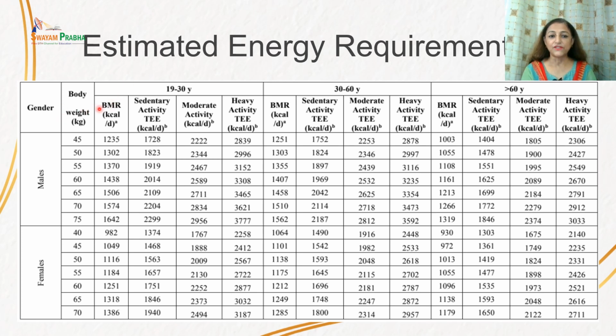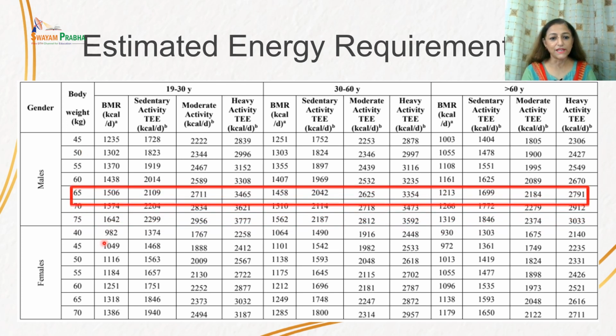After that, what we see is the physical activity level, that is sedentary activity, moderate activity, and heavy activity, and this indicates the energy needed for each kind of physical activity based on basal metabolic rate and physical activity level. And if we compare the basal metabolic rate of the elderly who is 65 years of age, we can see and compare.